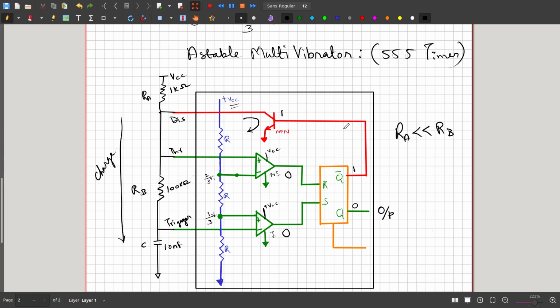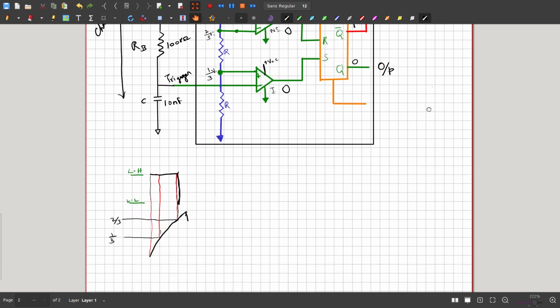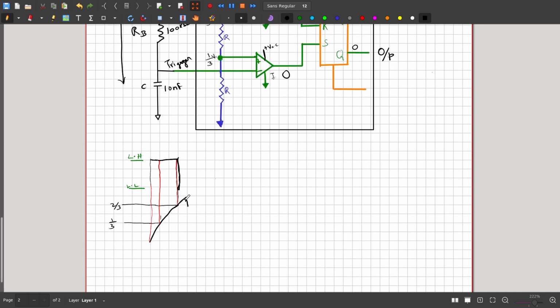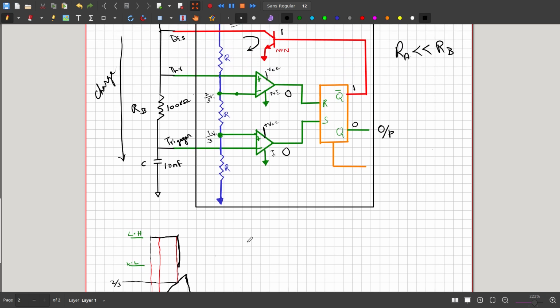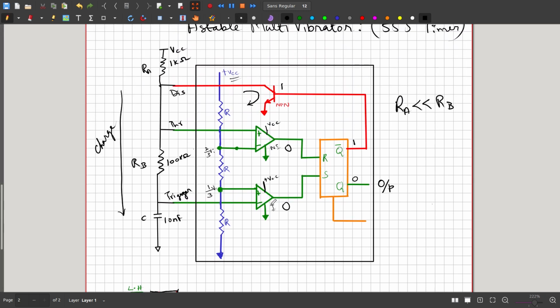Okay, this becomes 0. Therefore, since these are of the same state, the output is latched, so it remains 1 here. The capacitor starts to discharge again, and when it crosses the 1 by 3 voltage, when the capacitor's voltage is below 1 by 3, this pin becomes 1. Okay, therefore we have a 0 and 1 state.